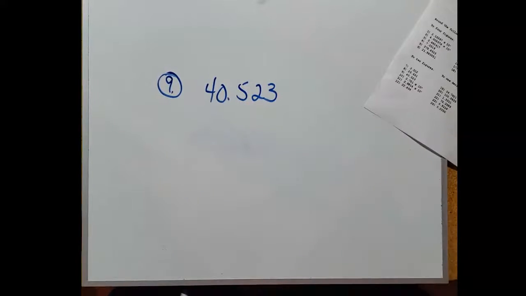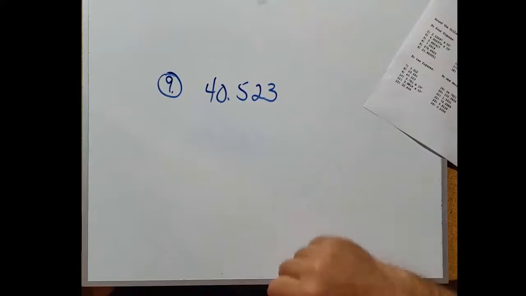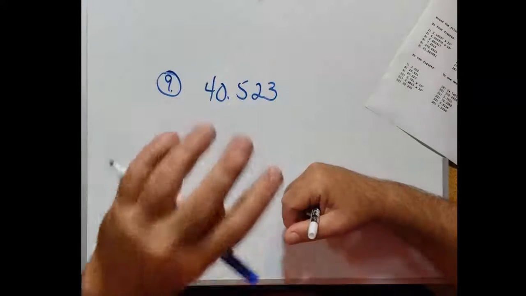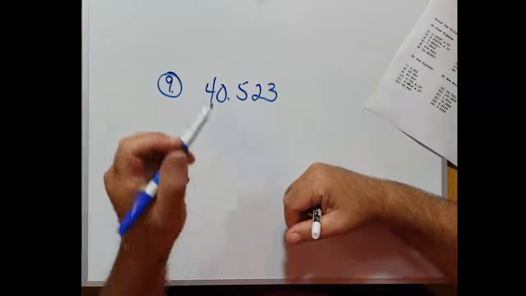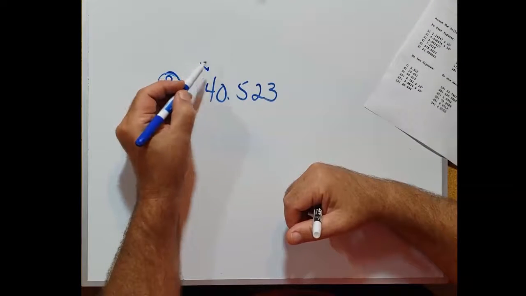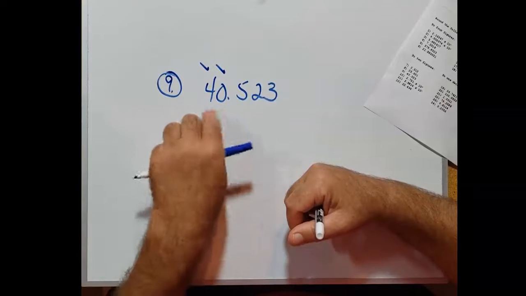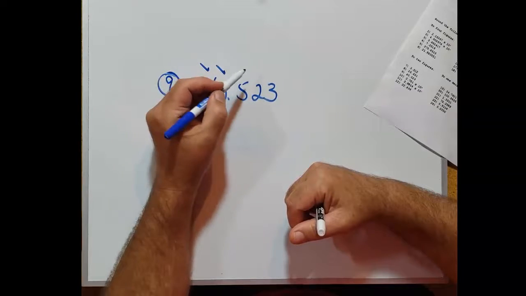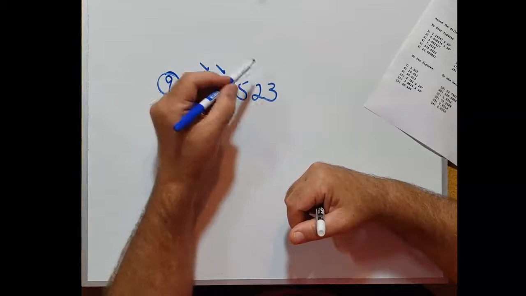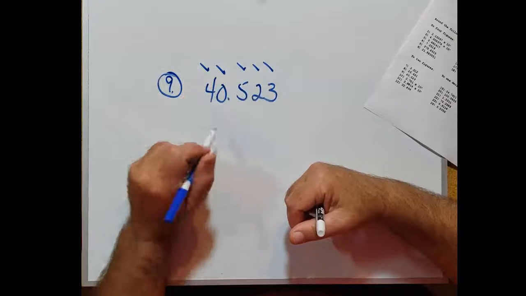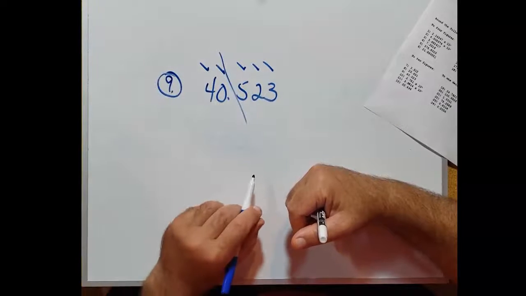40.523. Number 9 has got to be the hardest problem on this whole sheet. First of all, we want to round to 2 significant digits, so that means the 4 and the 0. In this case, the 0 is significant because it's between 2 non-zeros. 1, 2, 3, 4, 5 significant digits.